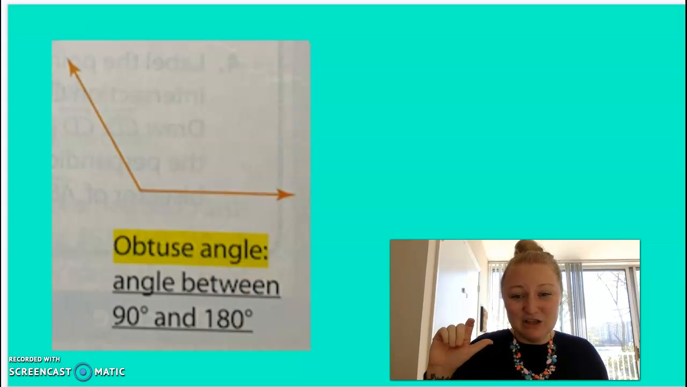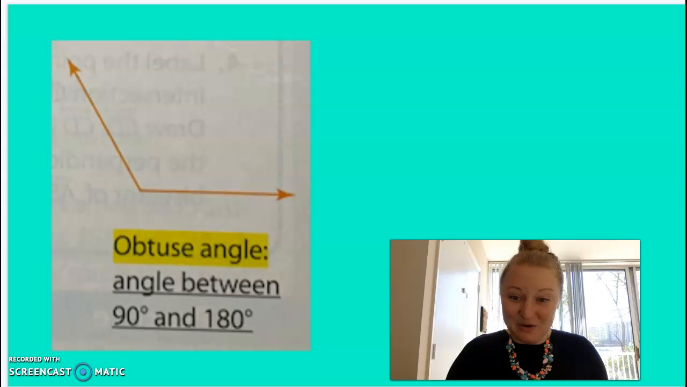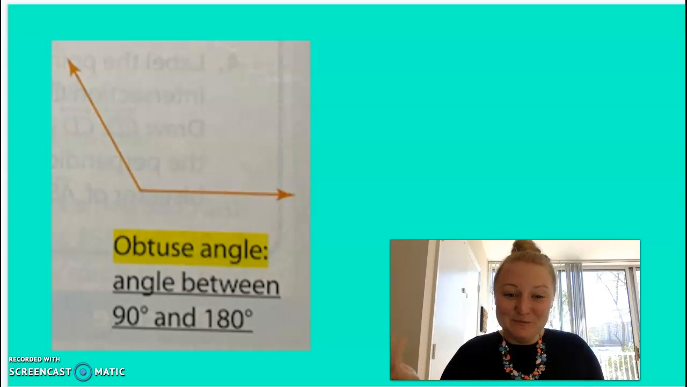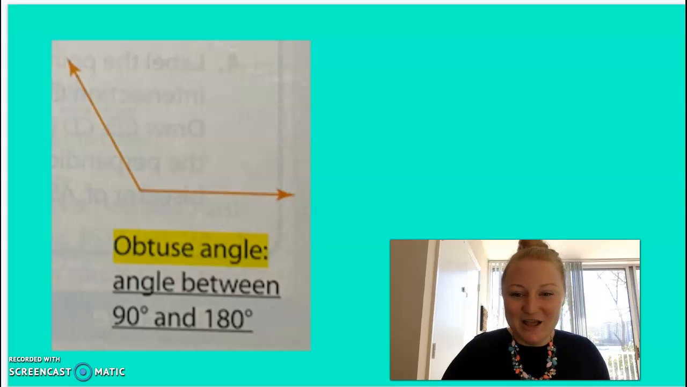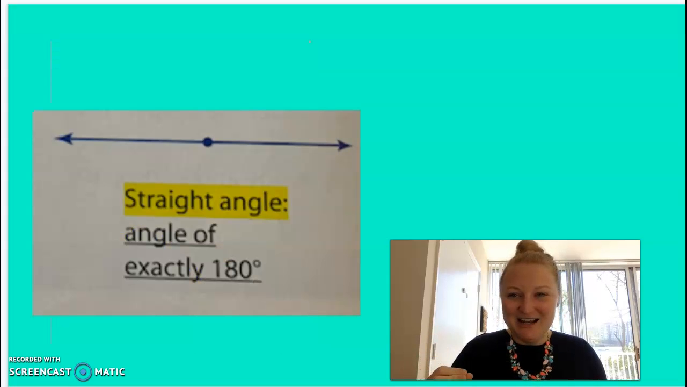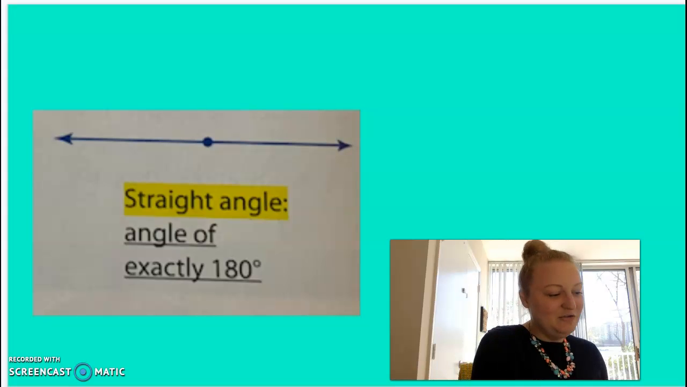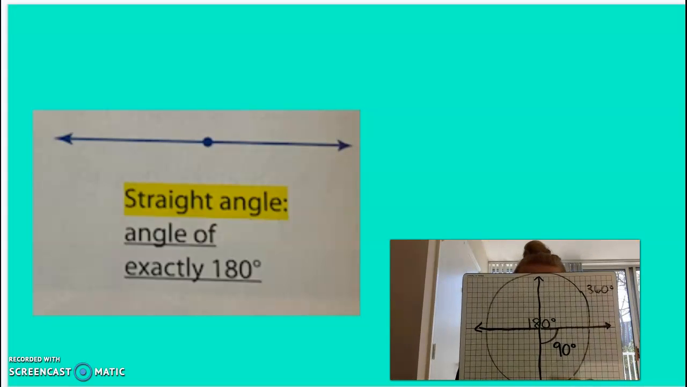If we have an angle that's larger than a right angle, here's our right angle. If it's larger than a right angle, it's called an obtuse angle. So an obtuse angle is anything from 90.1, for an example, to 179.9. So obtuse angles can be just a little more than a right angle, or they could stretch almost to 180. When we reach exactly 180, that's what we call a straight angle. Remember back from our circle, it's a straight line.